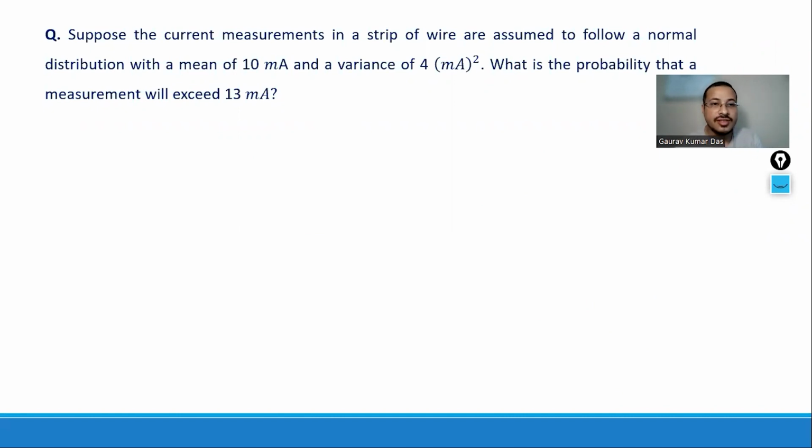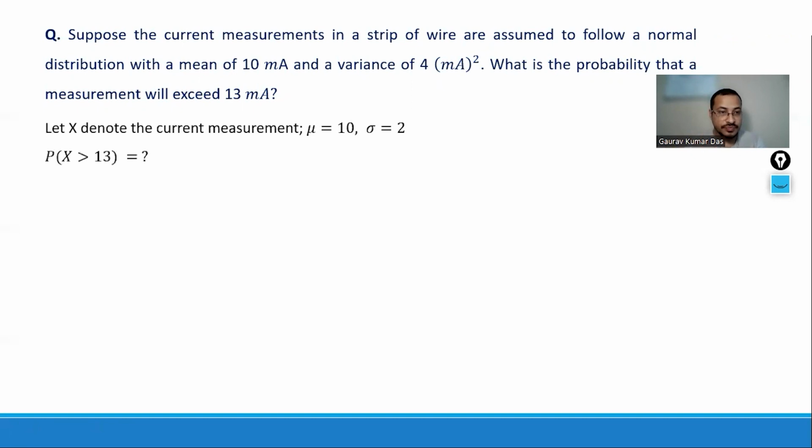Suppose the current measurements in a strip of wire are assumed to follow a normal distribution with a mean of 10 milliampere and variance of 4 milliampere square. What is the probability that the measurement will exceed 30 milliampere? Basically they're asking about the probability that the current will be more than 30 milliamperes. So what is given to us? Let X be the current measurement. My mu is equal to 10 and my sigma is 2 because my variance is 4, and root over 4 gives me 2.